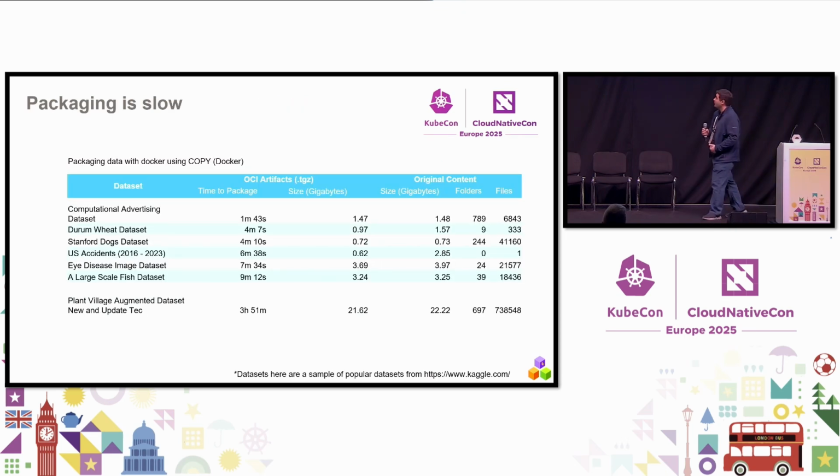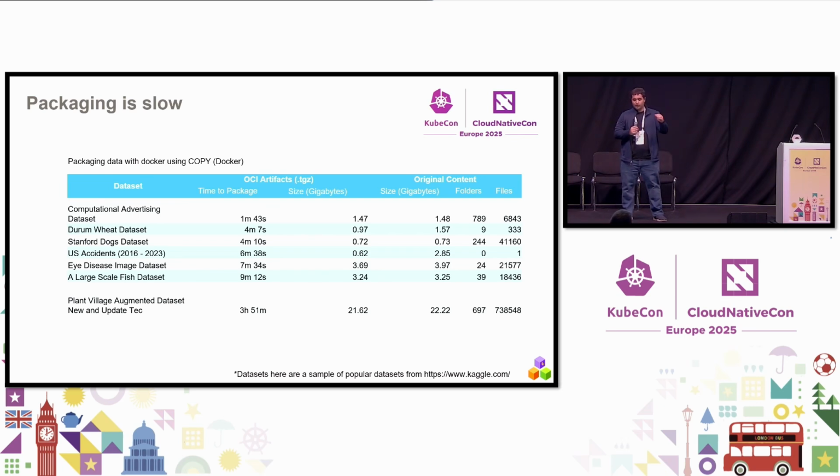So here is a bit of an illustration of what the cost is for packaging a bunch of data. We grabbed some data sets from Kaggle.com. We grabbed some popular machine learning training data sets just to get a little bit of an understanding of what the cost is. We used COPY from Docker using a Dockerfile, just to try to illustrate this so people can replicate it if they want to. And then we started packaging these, and we noticed a number of things.